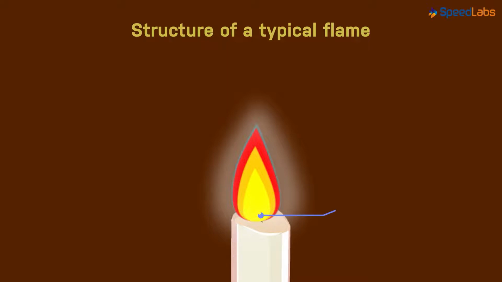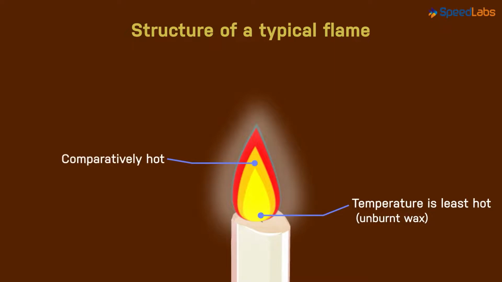The one next to the wick is the one where the temperature is least hot. And why is this so? It's mainly because the area belongs to unburnt wax. The next region is where we find bright yellow color. This area is hotter than the lower one. And what could be the reason for this? Well, that's because it's the area where partial combustion of the wax is taking place.